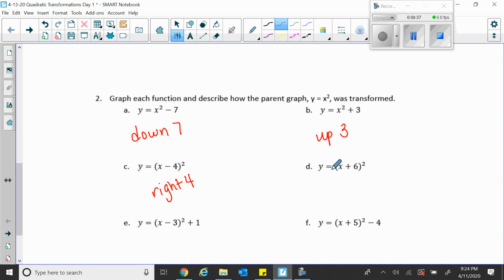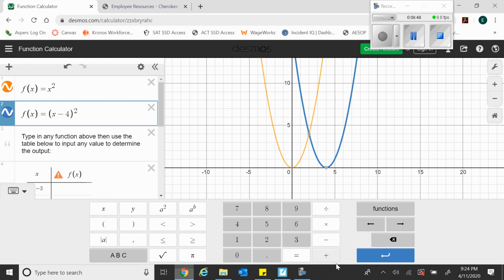Okay? Now on D, I bet you can guess, but let's look at it. So now instead of adding on the end of the problem, we're going to add inside the parentheses. So like on B, we added on the end. On D, we're adding in the parentheses. So let's go and let's see what happens.